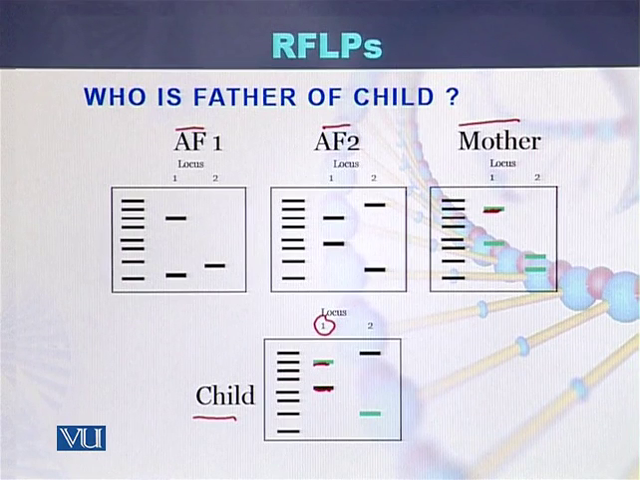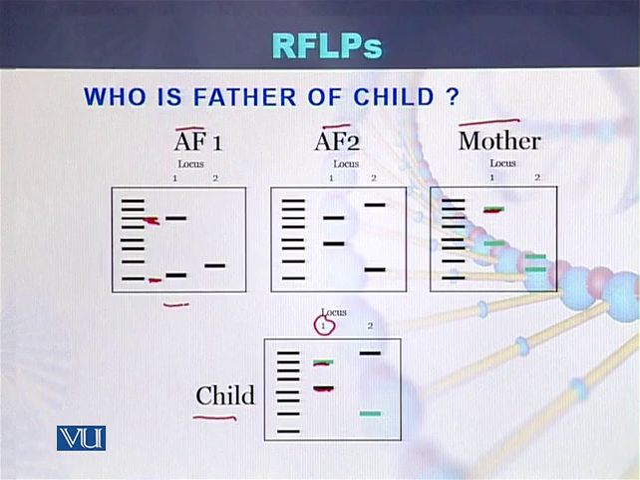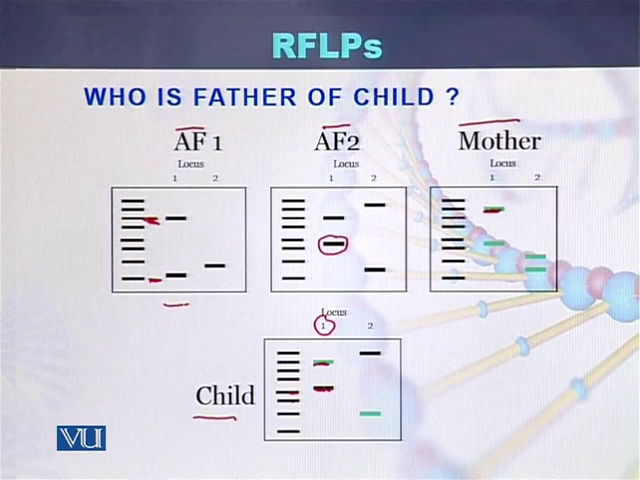If we see in case of father 1, here the alleles are relevant to this DNA fragment and relevant to here. But if we see in case of the child, it is present at ladder number 1, 2, 3 and roughly 4. So this allele has been inherited from AF2 because AF2 has this allele. So this is the allele of AF2, meaning father 2.